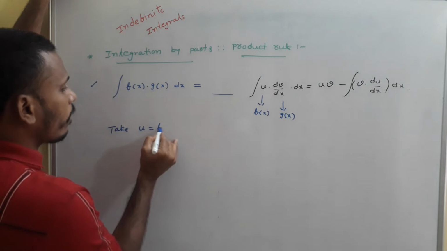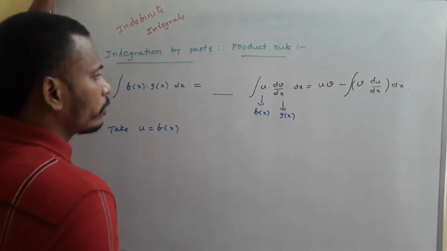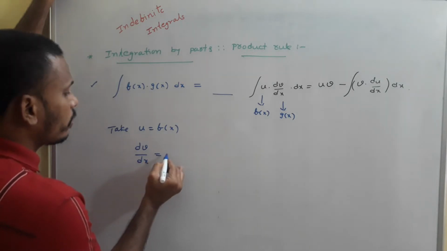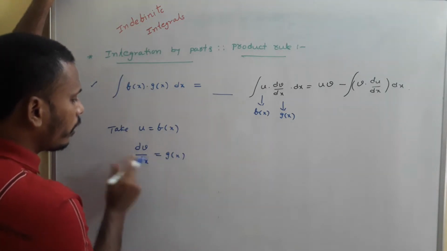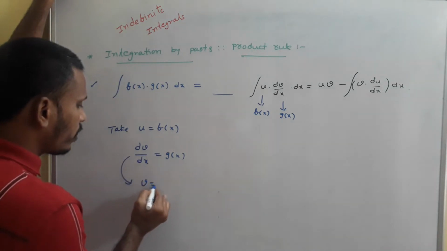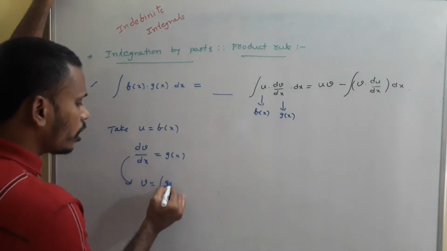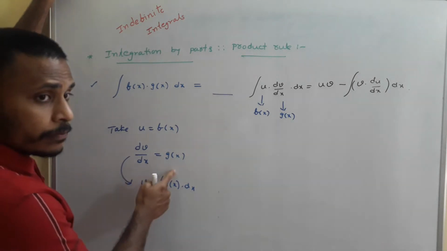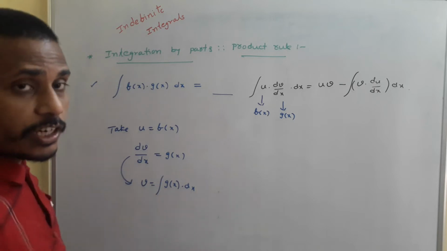Take u is equal to f of x, and dv by dx is equal to g of x. If dv by dx is g of x, then v is equal to the integral of g of x dx. Is it right? The derivative is g of x, so v is this integration, right?